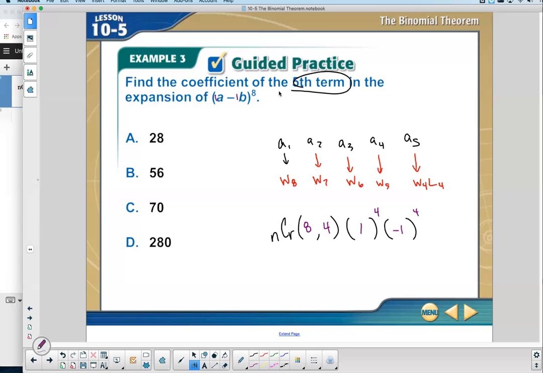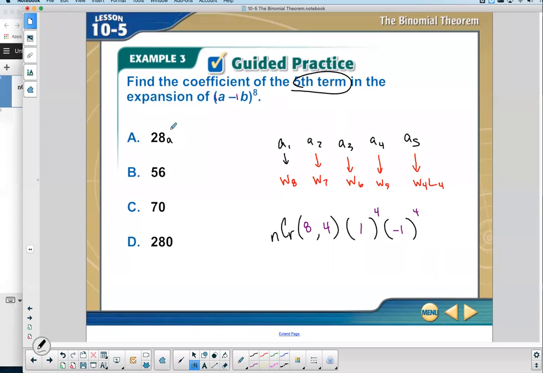By the way, this says coefficient. If it wanted the term, it would have on the answer choices a to the 4th, b to the 4th. Since they're both 4th powers, it would have a to the 4th, b to the 4th. Whichever one's correct, if it was wanting the term, it would have this additionally.